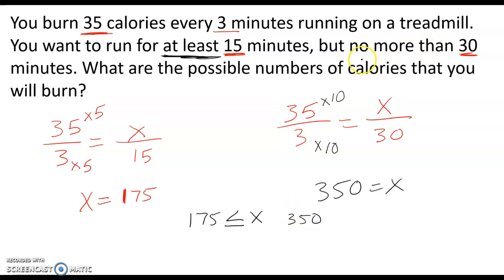And it says no more than. So it can be 350, but it can't be more than that. So this is one way to write this equation, or the inequality. So it's basically saying you'll burn between 175 and 350 calories. Because X is greater than or equal to 175, but it's less than or equal to 350.